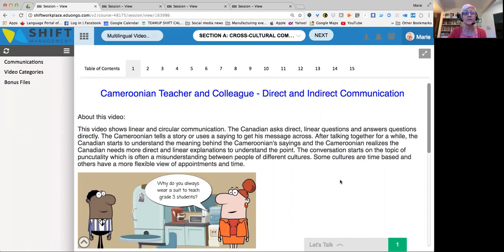So it says here, the video shows linear and circular communication, and the Canadian asks direct linear questions and answers questions directly. And the Cameroonian tells a story using a saying to get his message across. After a while, they both start to adjust to each other's styles. And it is of note that Canadians tend to be risk averse when it comes to a question that may have some potential conflict involved in it, and very direct when it's just an informational question. However, in a number of African countries, Sierra Leone and Cameroon are in different parts of the continent, but they have a similar issue where people are not going to necessarily give you a direct answer to an informational question. And so it's interesting to take a look at it.